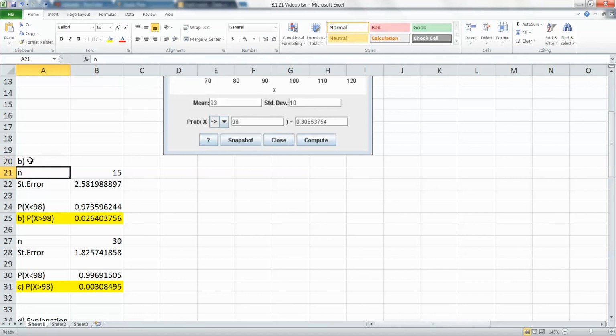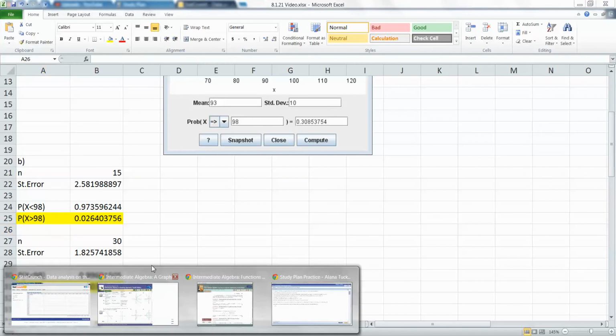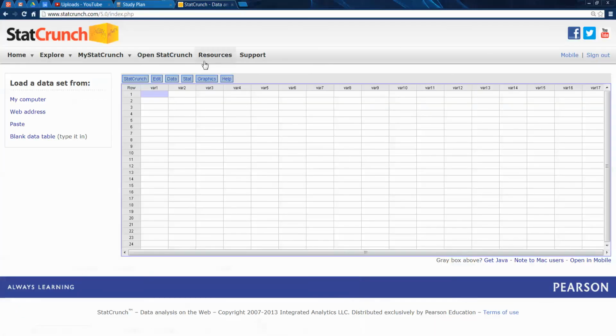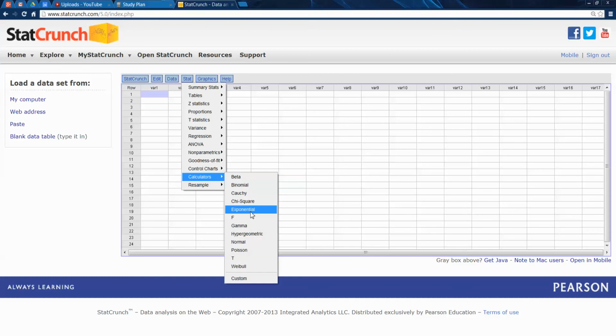So let me give it a big part B here. And then let me see if I can back myself up with StatCrunch. Always useful to know. StatCrunch, honestly, is easier for a lot of these problems. So let's go to Stat, Calculators, Normal.